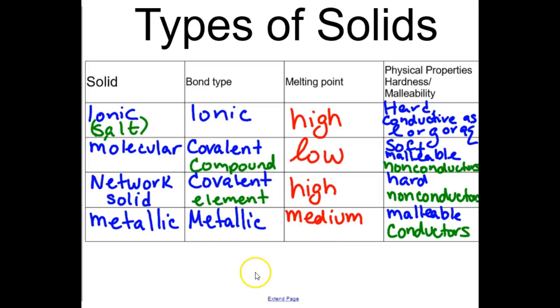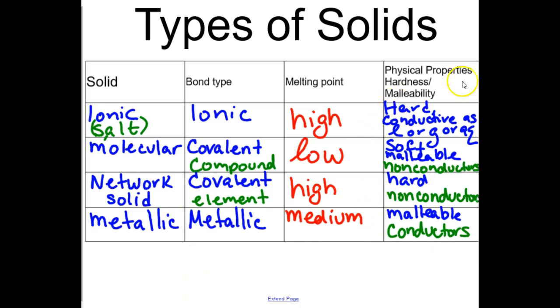Network solids were the 4th type. And network solids, your example is diamond. So for diamonds, they have extremely high melting points because of their unique structure.